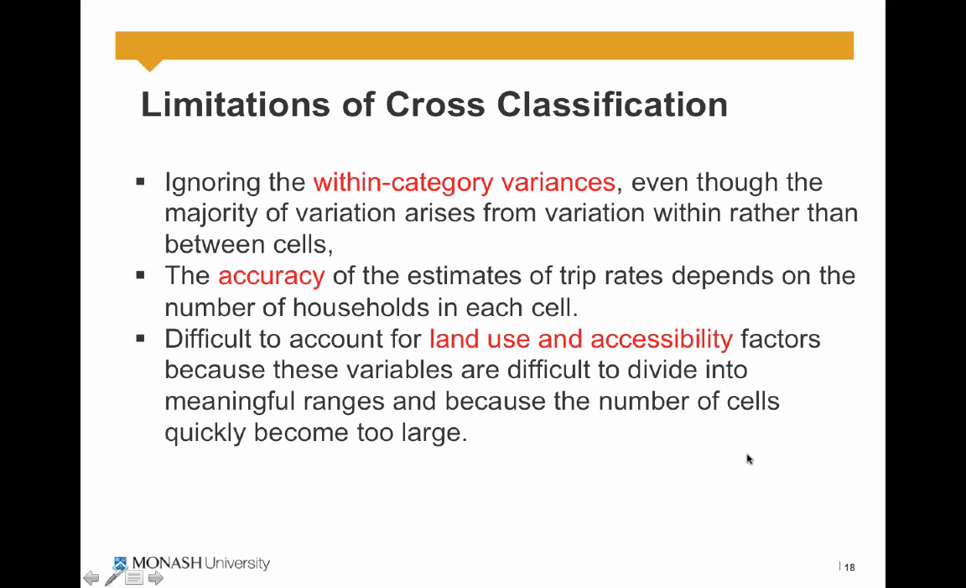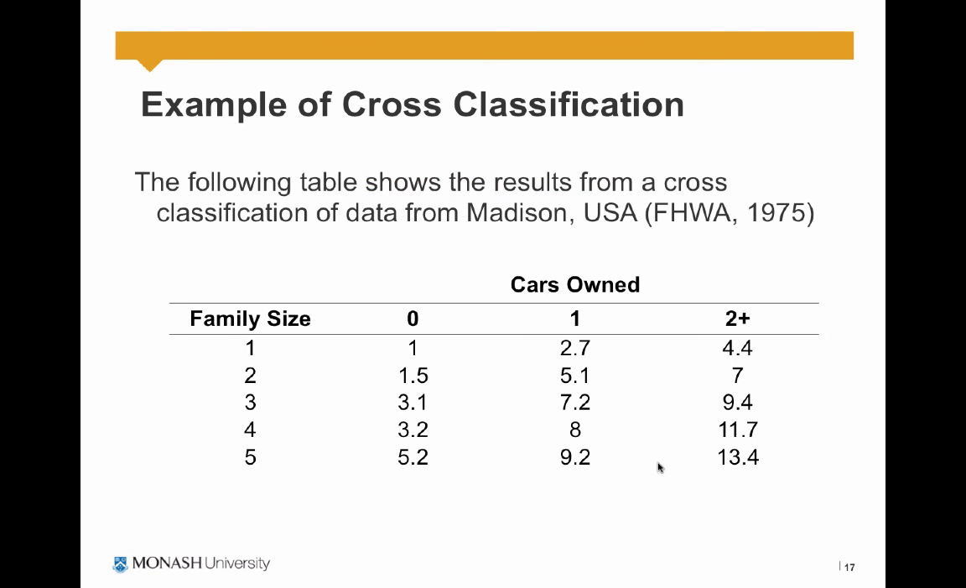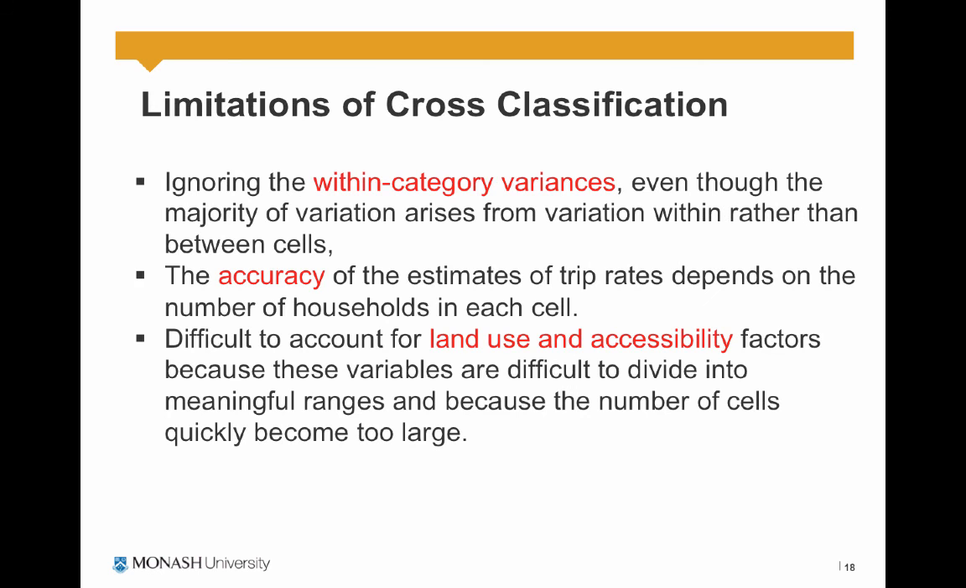And the last limitation that we cover is the difficulty to account for land use and accessibility factors, because these factors are usually difficult to divide into meaningful ranges and classes. Therefore, the estimated trip rates for each category will be based only on some characteristics of the household rather than characteristics of the transportation system itself.